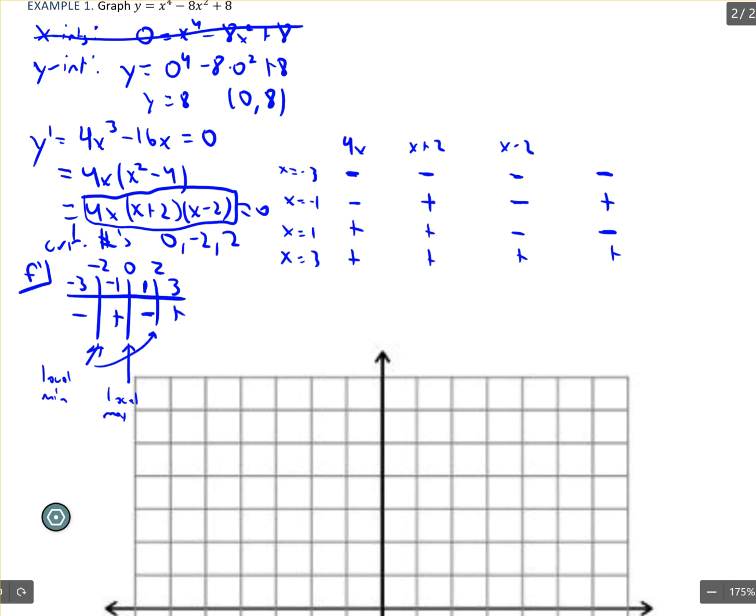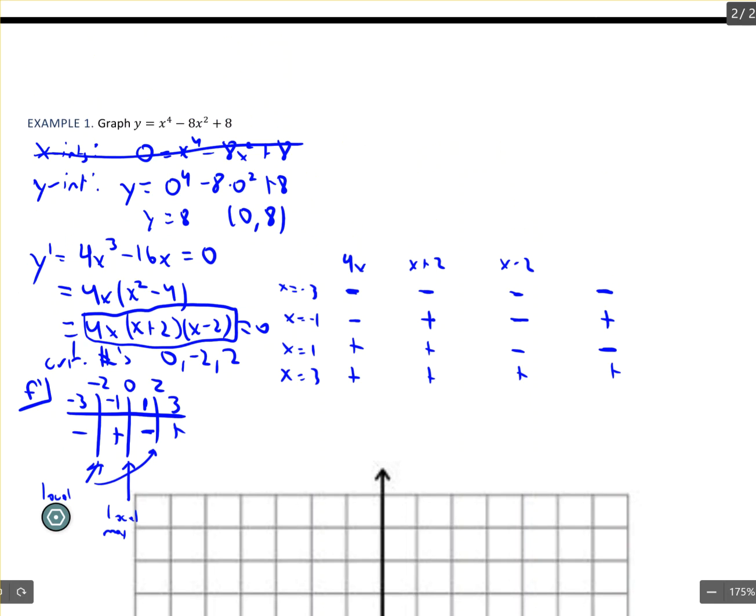So now we need to figure out what those are. So let's go ahead and figure out what those are. How we're going to do that is we're going to plug them into the original equation, right? That's how we always find y values. So we're trying to find the y values. Let's plug them back into the original equation.